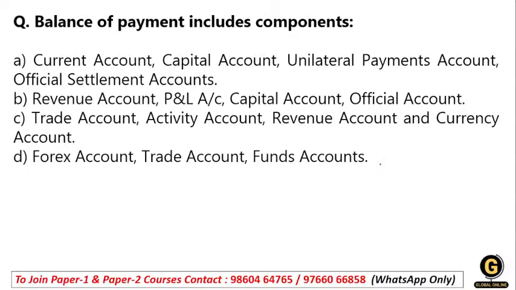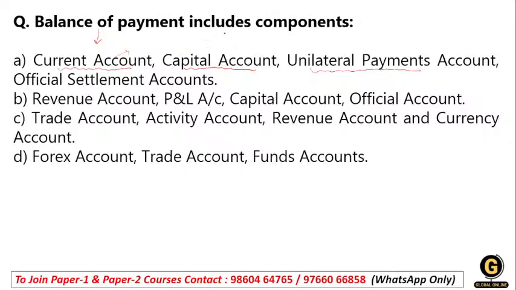Here the right answer is option number A, because BOP, balance of payment, is directly connected with your current account, capital account, which we prepare to see the balance of payment, unilateral payment account, and the official settlement account. The current account includes trade in goods and services, income, and current transfers like remittance and gifts. We have seen the last question.